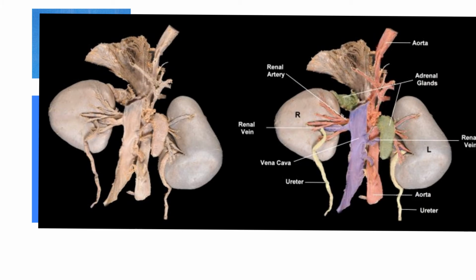Please remember that the right kidney of the horse is more heart-shaped. So those two things: right kidney in the horse, heart-shaped; left kidney, maybe more traditional kidney-shaped.